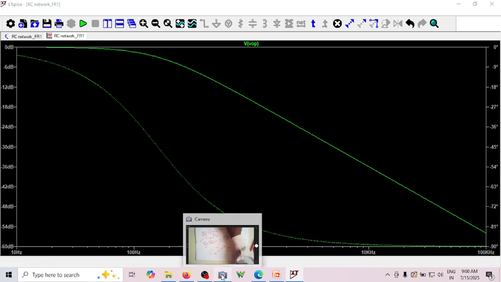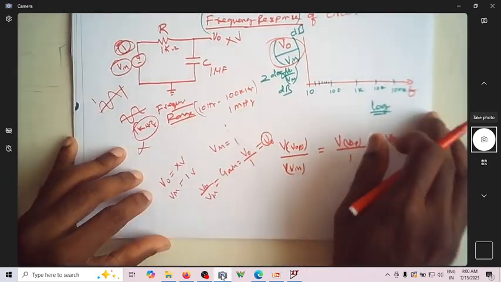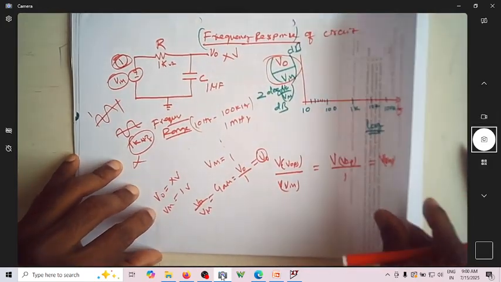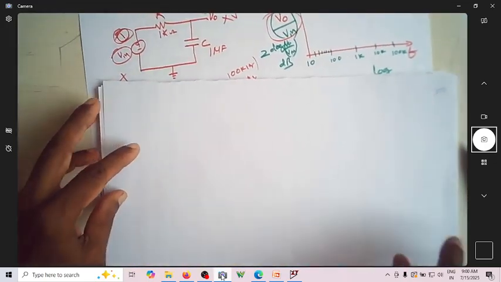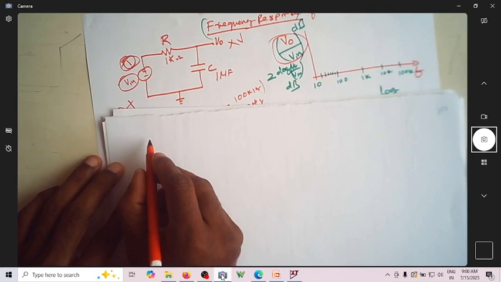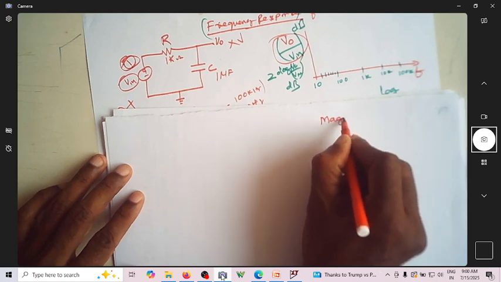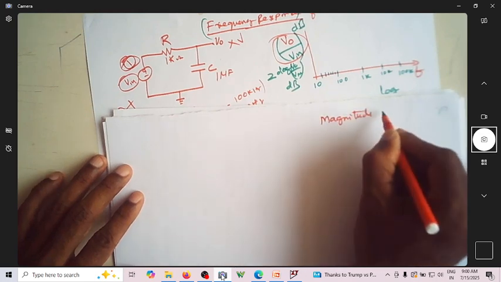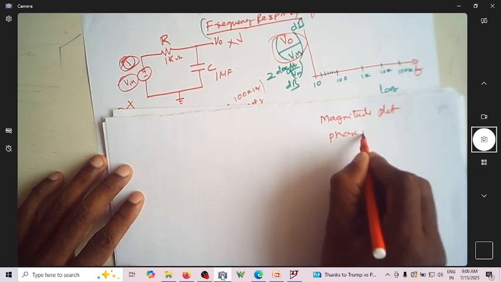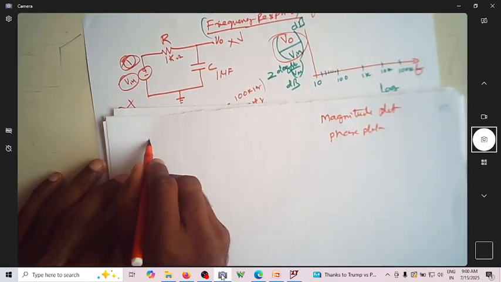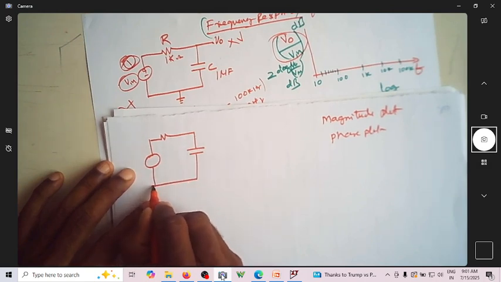So now let us try to understand what is this magnitude plot and phase plot, why that comes whenever you're doing a frequency response of a circuit. So now let us take up this circuit and try to find out why we are getting two plots. One I said as magnitude plot, and other is phase plot. So let us try to understand why you are getting two plots and what is the significance of that.